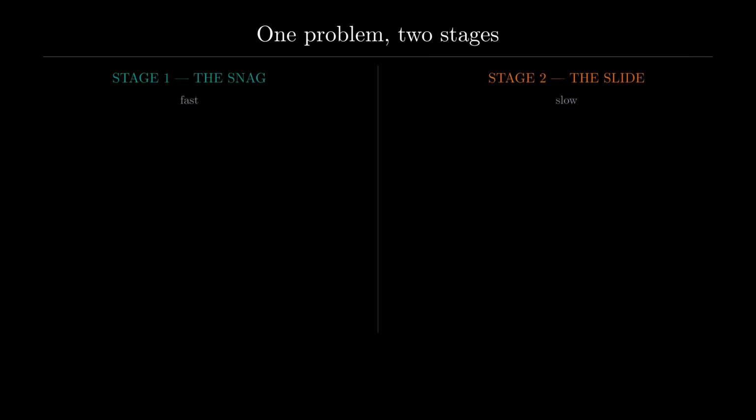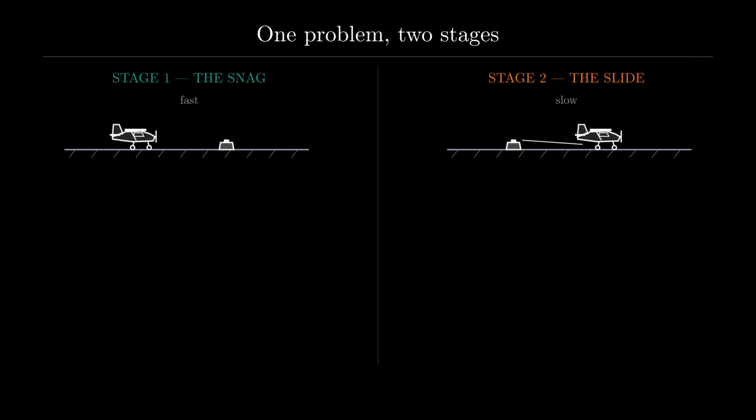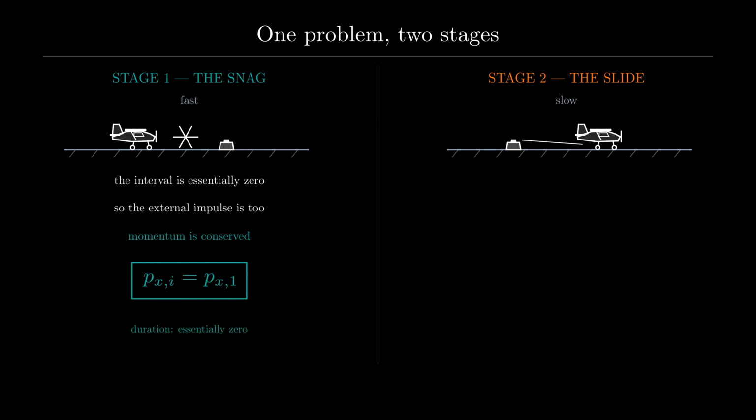Step back and look at the shape of the solution. One problem, two stages, two different laws. The snag is fast. Over a vanishing interval, the external forces deliver vanishing impulse. Momentum is conserved, and the whole stage reduces to a single line of algebra. What the brakes and the friction were doing during that instant simply does not matter.